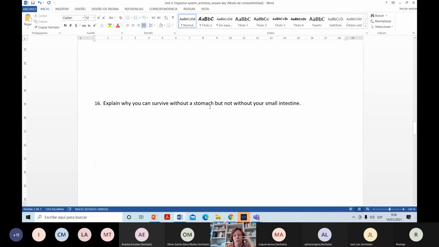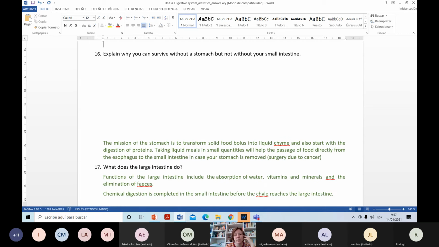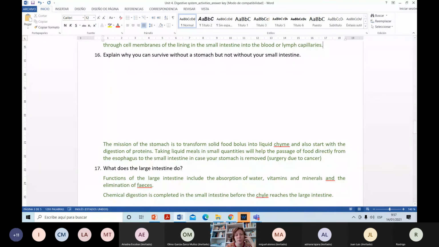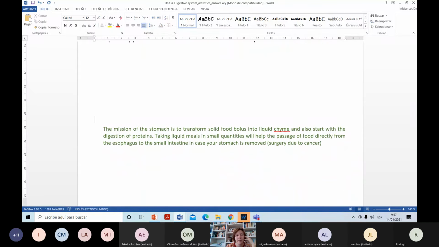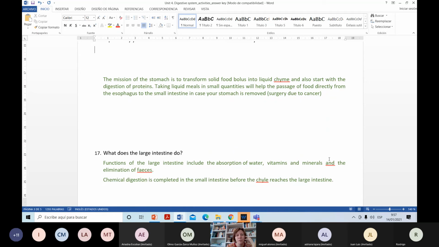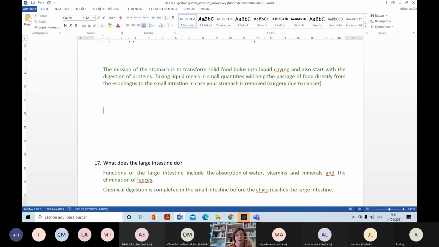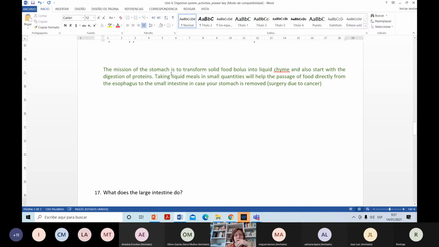But the question is, why can you survive without a stomach, but it's not possible to eliminate all the small intestine? If you don't have small intestine, you would not survive. Well, the answer would be more or less this, that the stomach has two very important missions relating to digestion, and one of them is transforming solid food, the solid food bolus, into chyme.